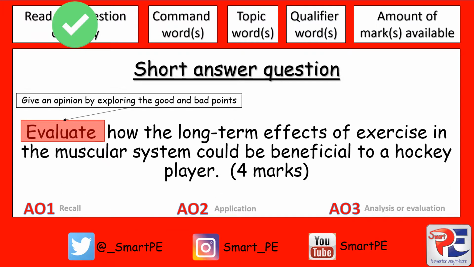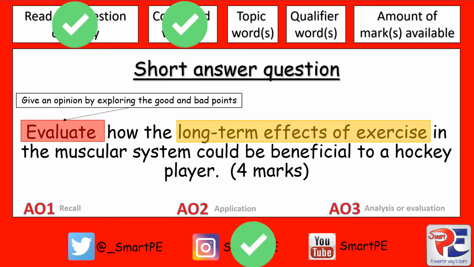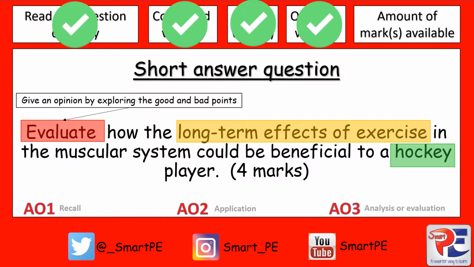So evaluate means to give an opinion by exploring the good and the bad points, and an evaluate question is going to be an assessment objective 3 question. You're then looking for any topic words, then any qualifying words that you might be linking your answer to, and finally the amount of marks available, just so you can make sure you make enough points in your answer.